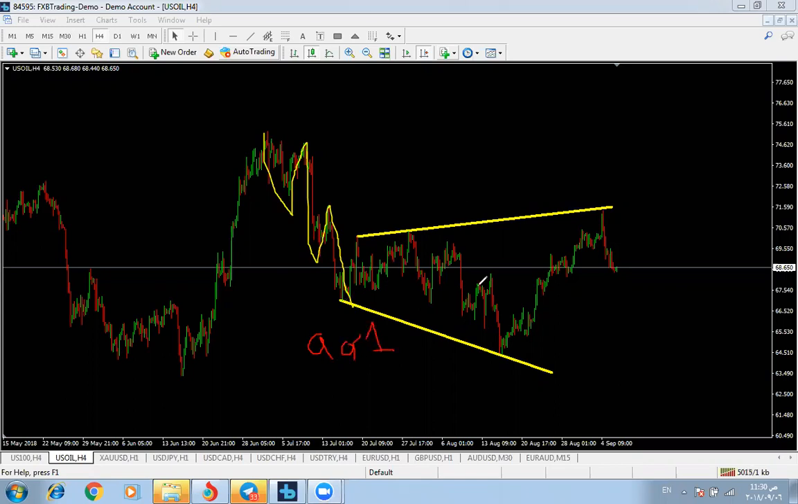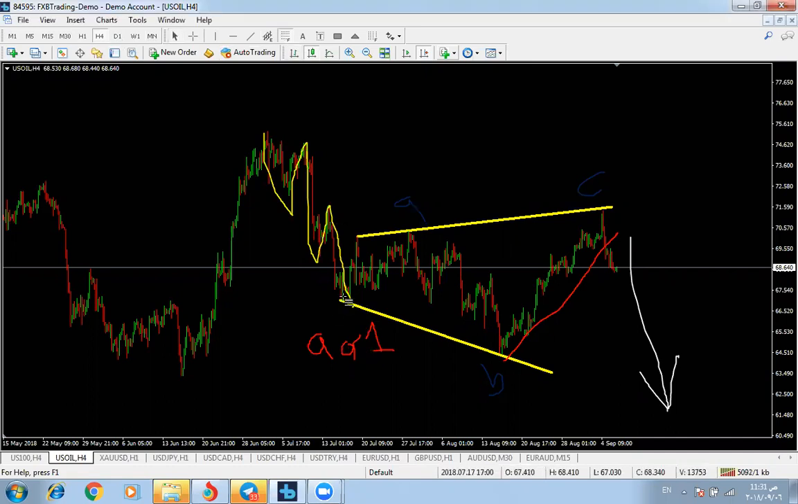Then this expanded flat has been completed from yesterday, and as we see right there, we have broken the trend line for the last leg, C leg. This is A, this is B, and this is C. So the next movement for crude oil is to the downside and should be aggressive, and our initial target should be equal to A or 1 leg from this place.